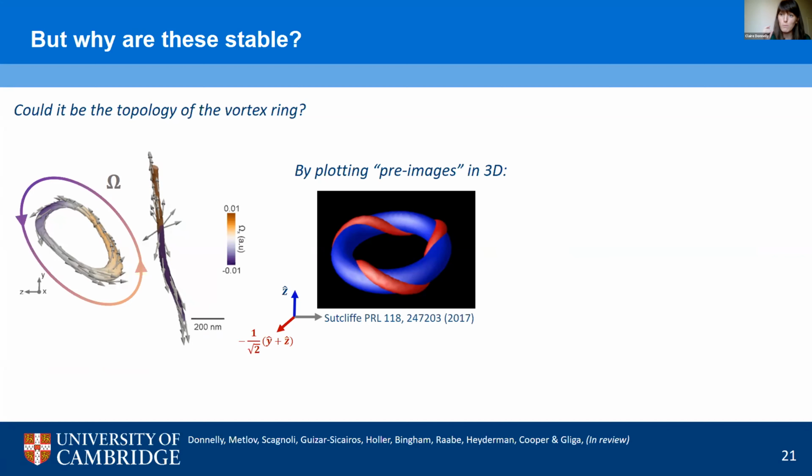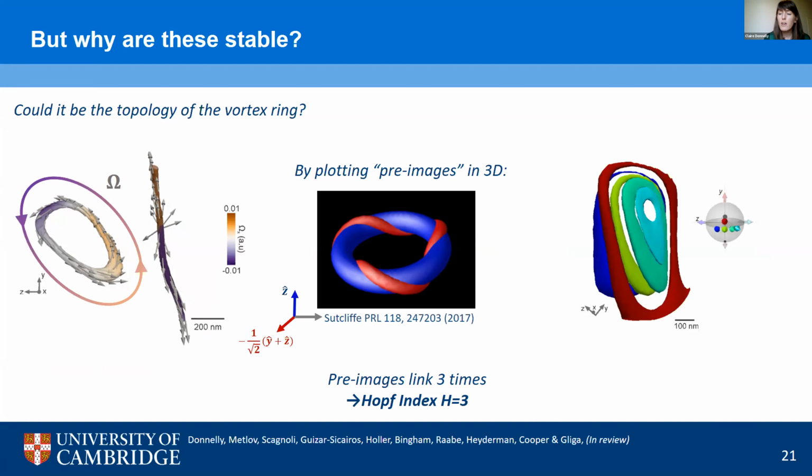You see that these 2 loops link a number of times, meaning that they have a non-zero Hopf index and therefore are a Hopfion and have topological stability. When we plot this for our structure, however, we see that the loops corresponding to different directions of the magnetization do not link, meaning that we do not have a Hopfion and we do not have the topological stability.